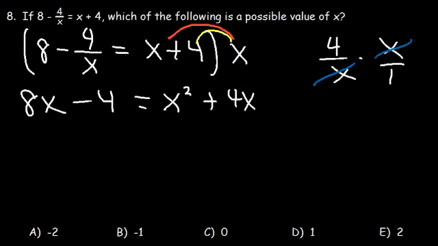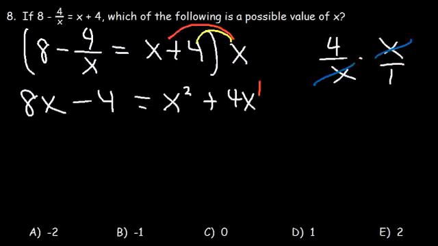So whatever you do to the left side, you have to do the same thing to the right side. So we can't just multiply one side by x and not do the same for the other side. So this is what we now have. Notice that we have a quadratic expression. We have an x squared and an x.